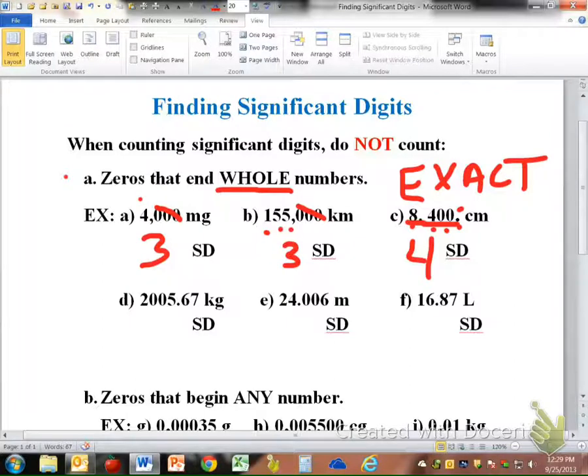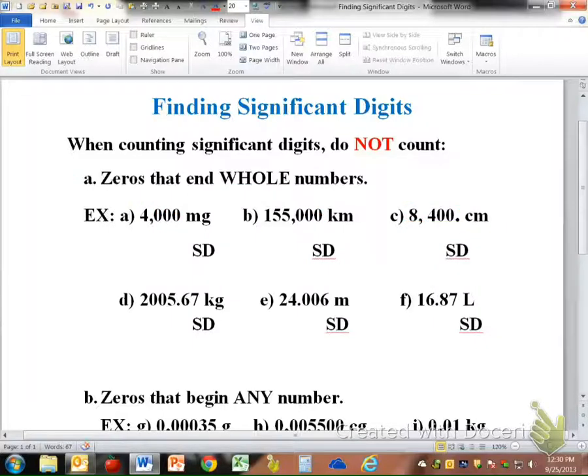Now as I clear all this off and rewrite it again, just to make sure you see, now you can see all the numbers again. 4,000 has 1 significant digit because those zeros are at the end of the whole number, they don't count. The same with B, 3 significant digits, the zeros that end the whole number don't count. But on C, they all count because the dot is a decimal point, no longer a whole number. Consider that a decimal and count those 2 zeros at the end.